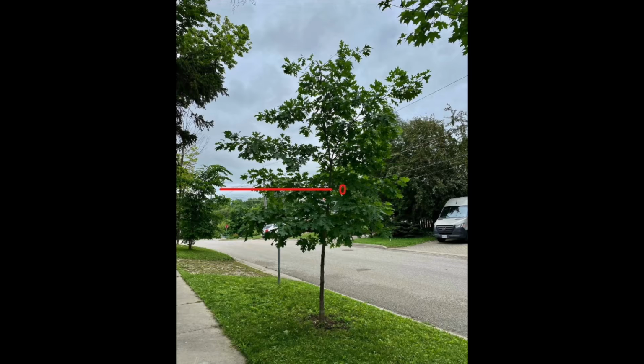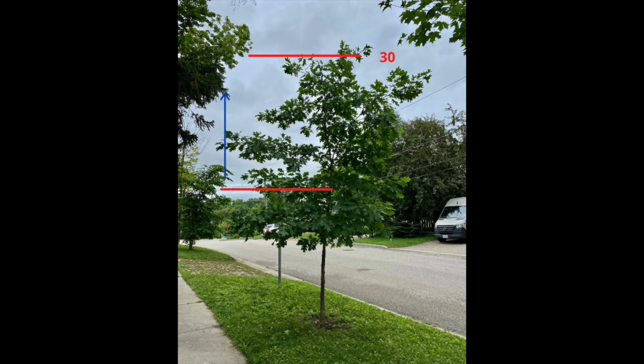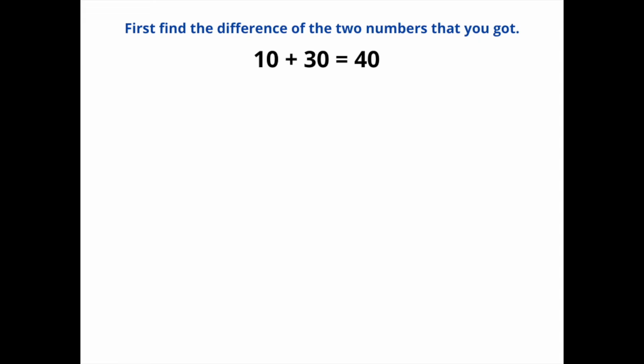Then slowly move the suntoe down towards the base of the tree, where you should read a negative number, and then move the suntoe towards the top of the tree, or the top of the bulk of the leaves, and you should get a positive number. And now to calculate overall height, take the difference between the two numbers.